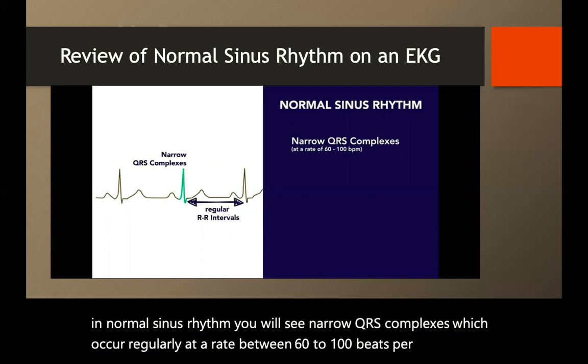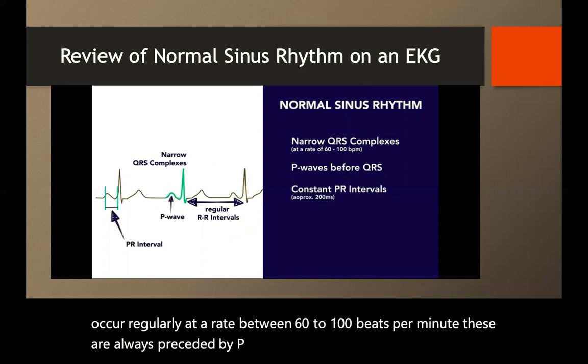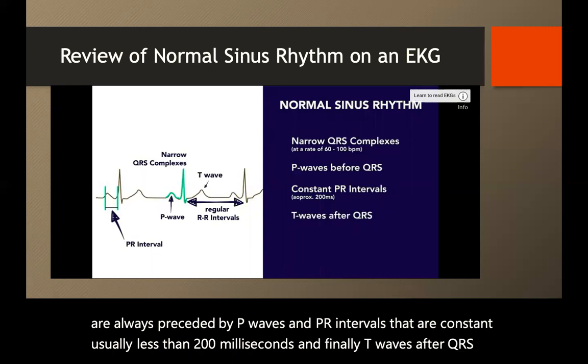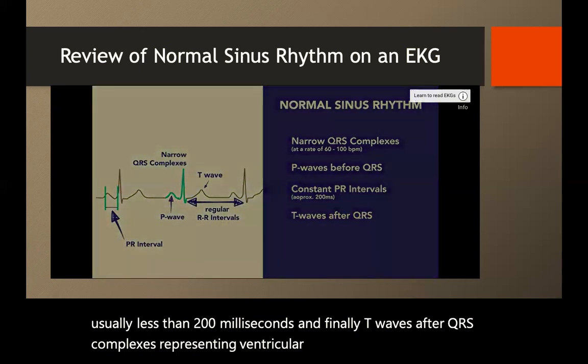These are always preceded by P waves, and PR intervals that are constant, usually less than 200 milliseconds. And finally, T waves after QRS complexes, representing ventricular repolarization.